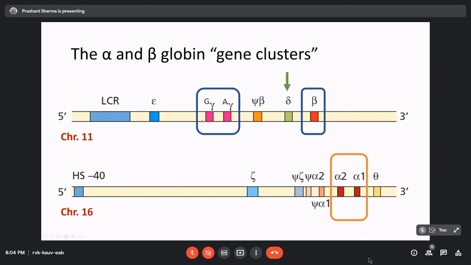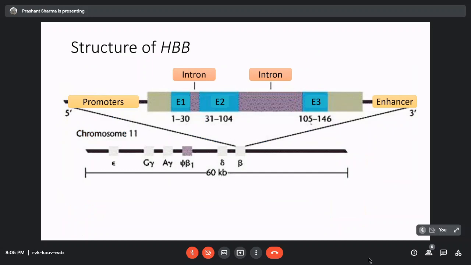So this activation of each of these genes proceeds sequentially through embryonic life. First we have the epsilon, then the G gamma and A gamma, and then around 35 weeks, the beta globin starts to function. So moving on to the gene itself, this is the structure of the HBB, or the beta globin gene, but remember, this is the general layout of all the globin genes. So we have in all of these genes two introns, or non-coding sequences, separated by 3 exons, or coding sequences.